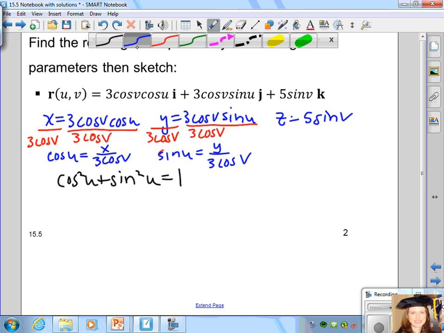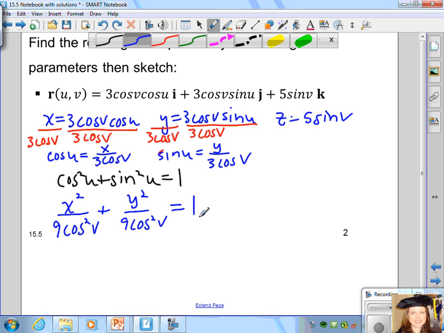Cosine u is x over 3 cosine v. So if we square both sides, we get cosine squared u would be x squared over 9 cosine squared v. Sine squared u, if you square both sides here, is going to equal y squared over 9 cosine squared v. And that equals 1. We've eliminated the parameter u.